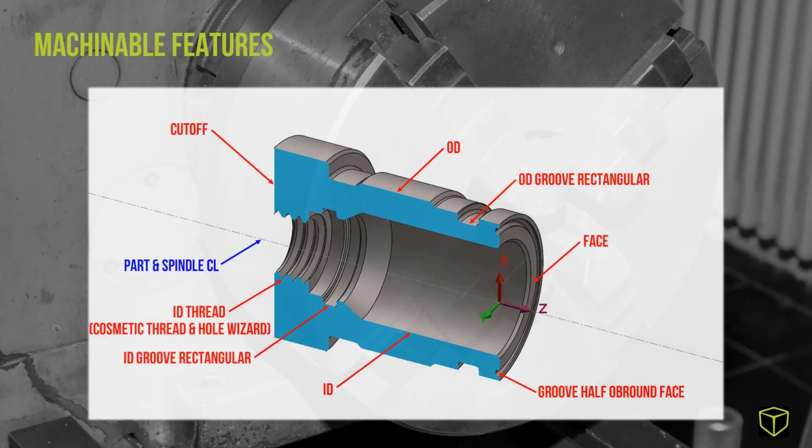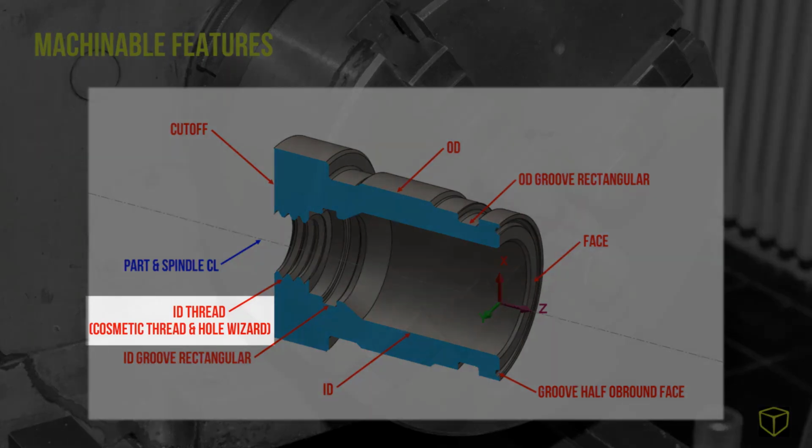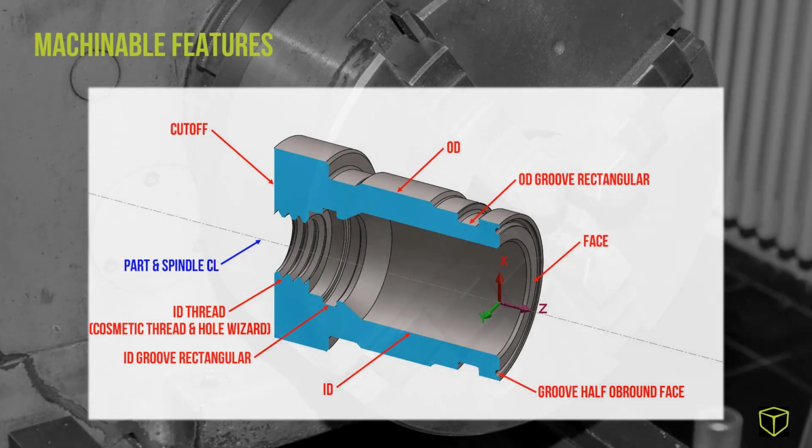Supported turn feature types include base feature, outside diameter profile feature, inside diameter profile feature, groove feature with vertical walls, and cutoff feature. And yes, threads, internal and/or external, are supported as well. But consider using cosmetic threads and/or Hole Wizard features in lieu of actual thread features themselves.